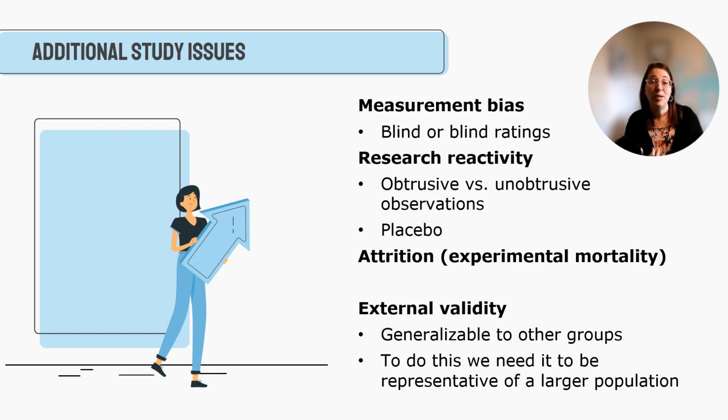It also talks about research reactivity, the idea of obtrusive or unobtrusive observations and how we look at people and measure people can affect how they respond, or the use of placebos, where they don't really know what they're going to get and we see if there's a difference.